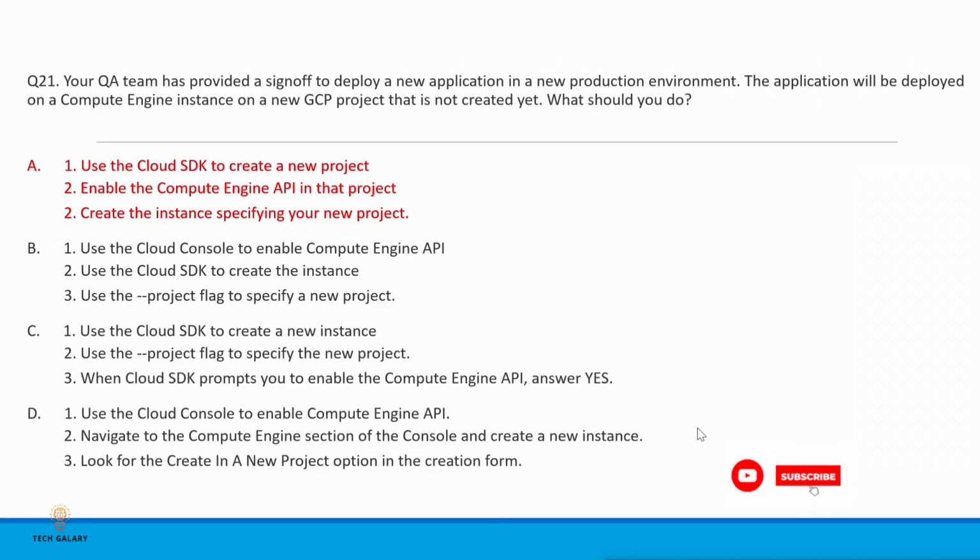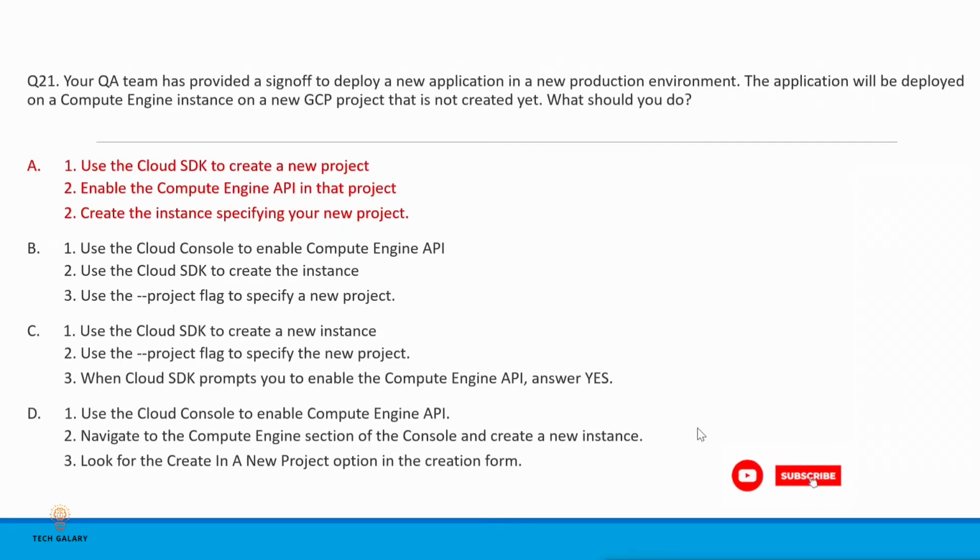Now let's take a look at option C. Use the Cloud SDK to create a new instance. Use the project flag to specify the new project. When Cloud SDK prompts you to enable the compute engine API, answer yes. Even this option is not correct because we will not be using this project flag to create a new project.